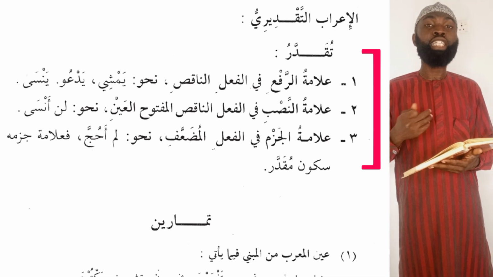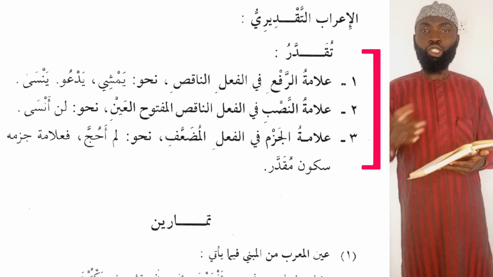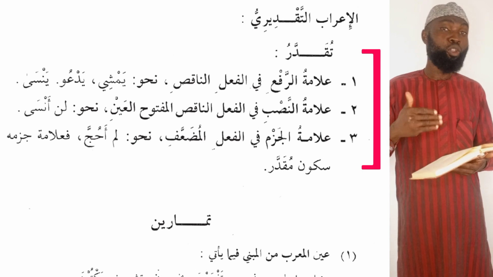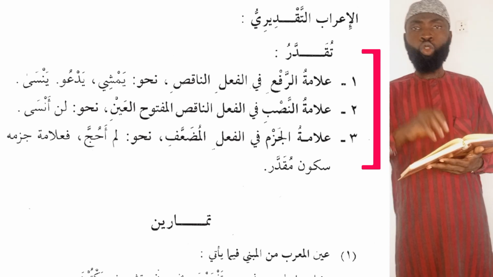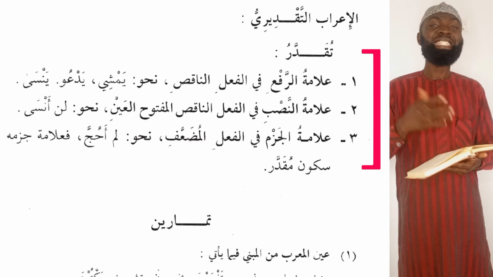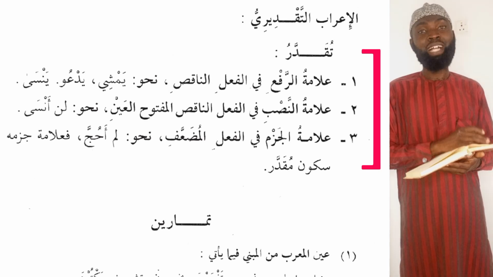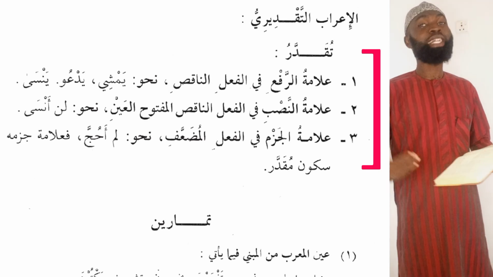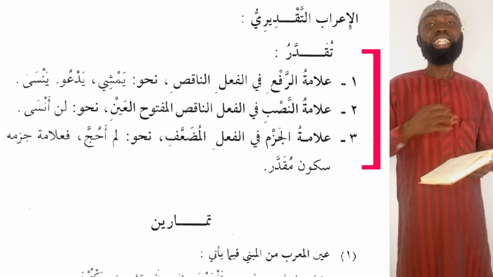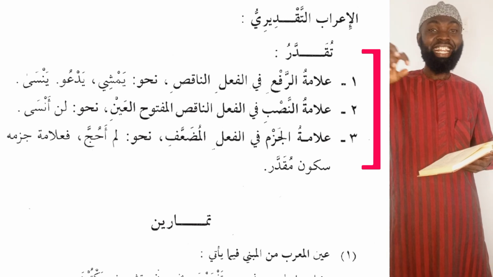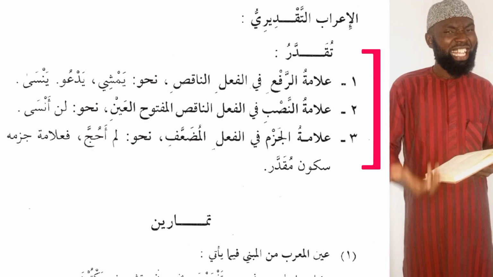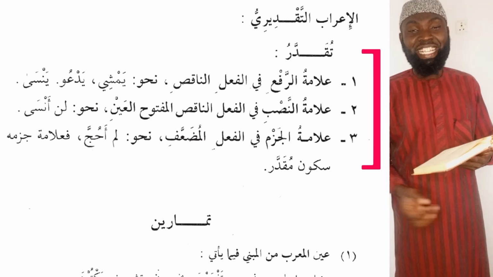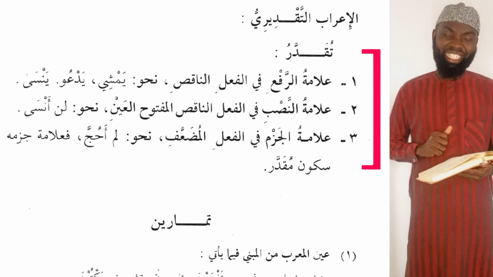An example is the word yamshi. So you can see the word yamshi, you cannot see dhamma there, even though it's supposed to be ending with dhamma. The word yadefu, you cannot see dhamma on top of the word. The word yansa, you cannot see dhamma on top of the alif. So in analyzing words like this, you say this word is marufu. They are in the indicative case, wa alamatu raf'ihi ad-dhammatul muqaddara, and the sign of their indicativeness is that the dhamma is hidden, it is latent.